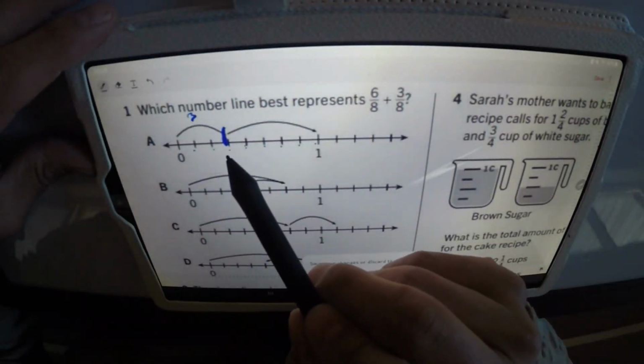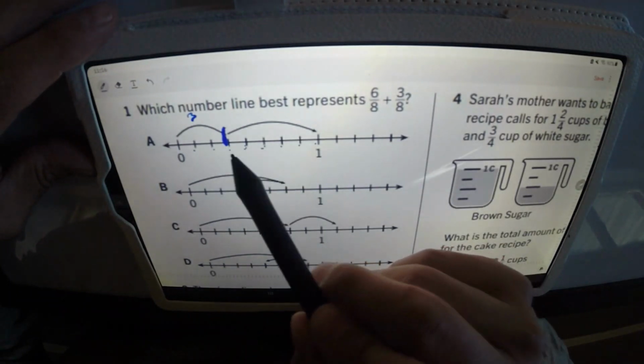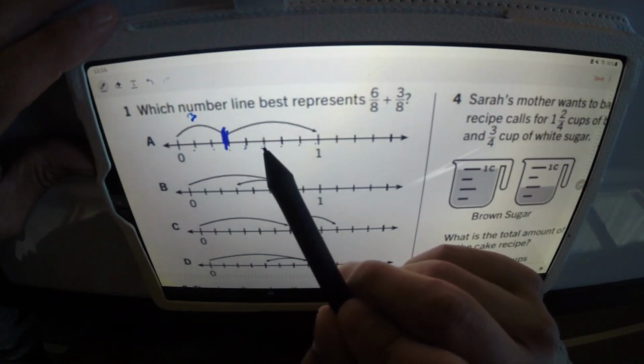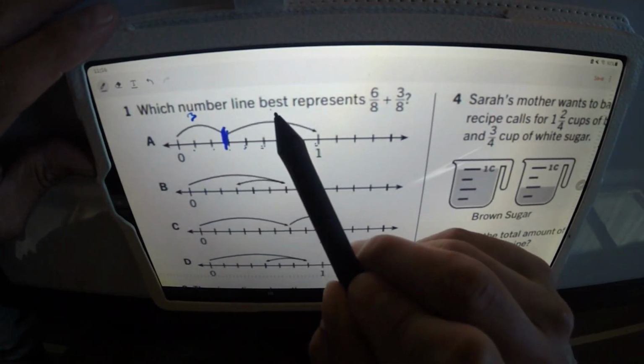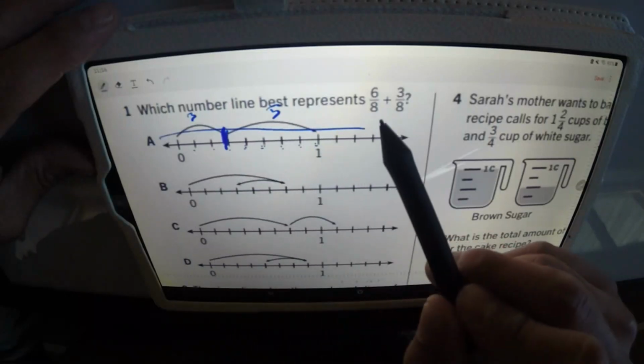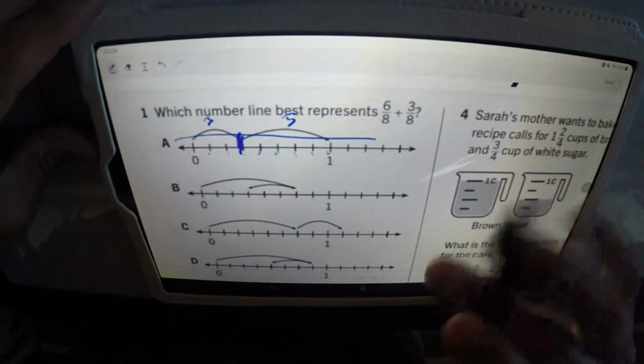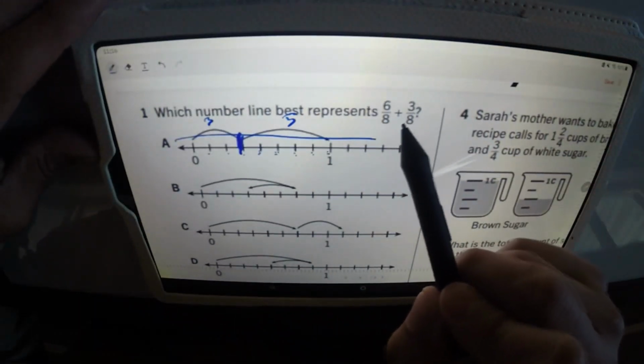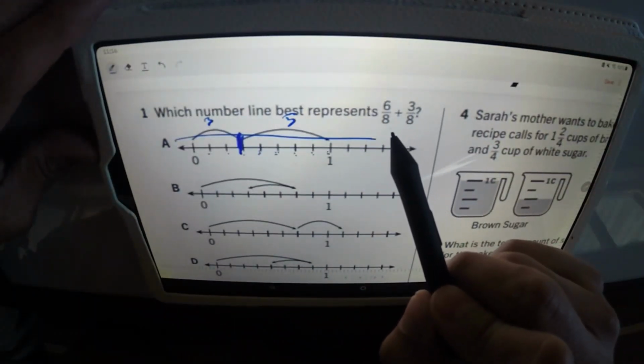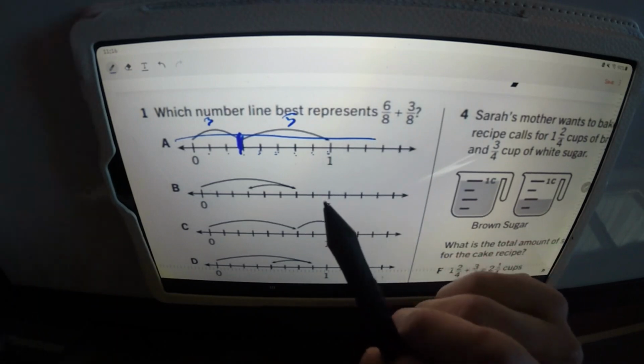But this second one is wrong. So we're going 1, 2 from this point right here. 1, 2, 3, 4, 5. So this is 5 plus 3. That's not what we're looking for. We're looking for 6 plus 3, right? Which is again represented right here, 6 plus 3. 6 over 8 plus 3 over 8. The denominator isn't really that relevant in this.